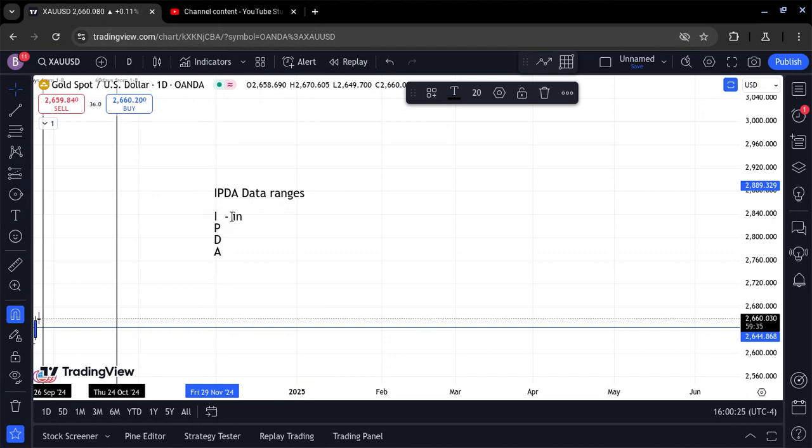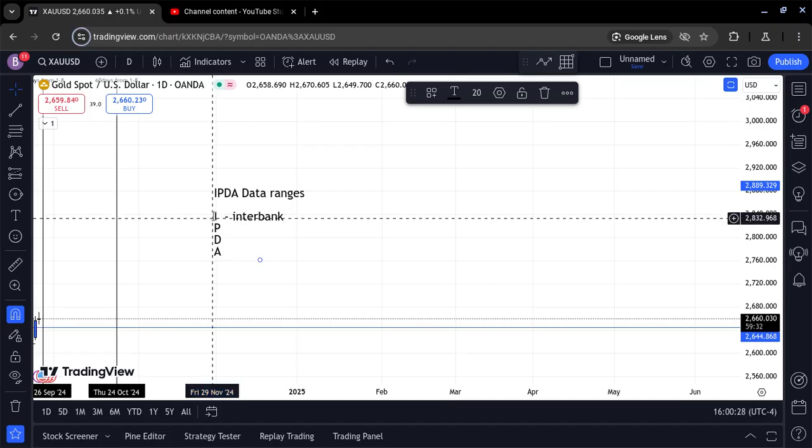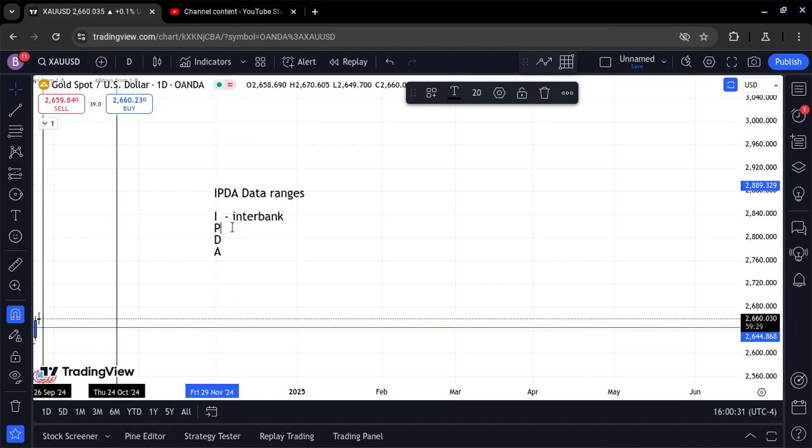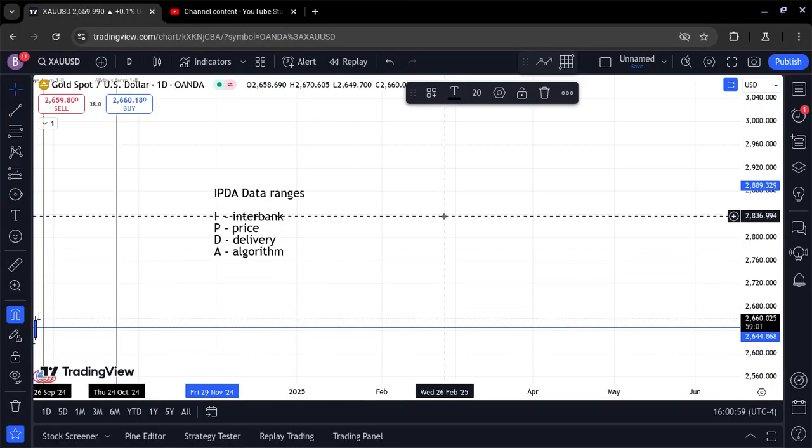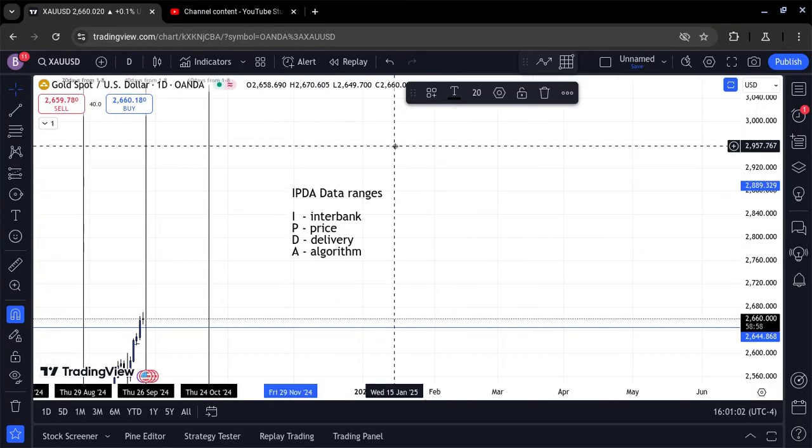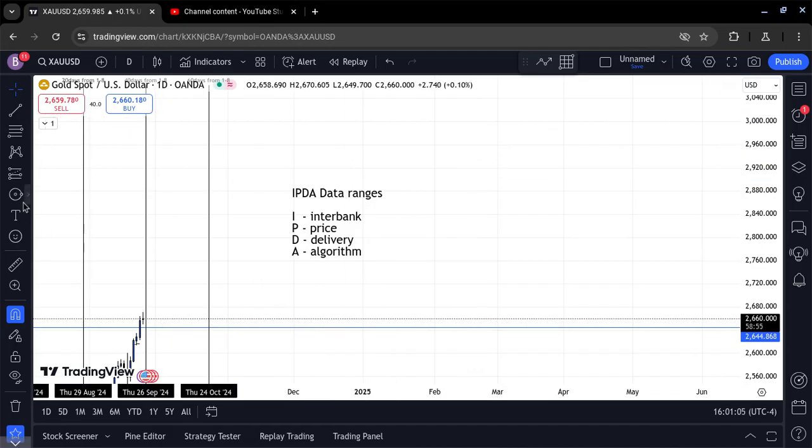I stands for interbank, P stands for price, D stands for what? Delivery, because price is always delivering from a buyer to a seller and a seller to a buyer, right? And A stands for algorithm. Interbank price delivery algorithm. So this is the timed range.